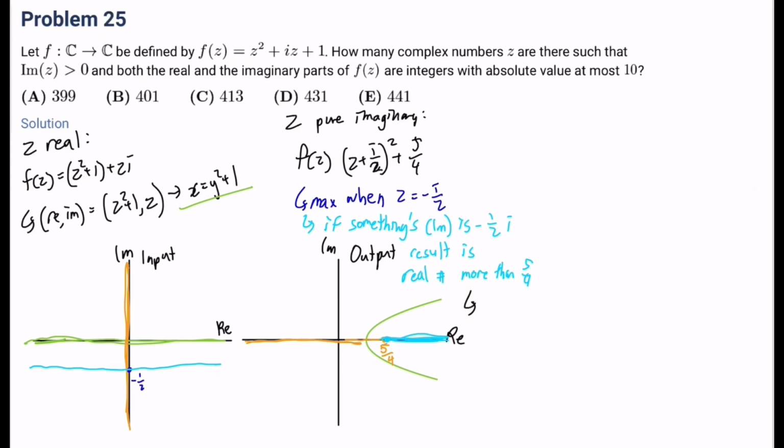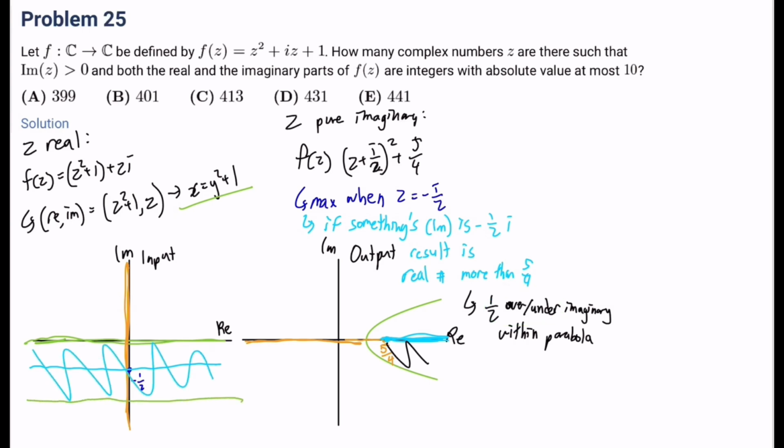So from this, we can see that 1/2 over or under the imaginary part is going to give the green line. So this is going to be within the green line, within the parabola. That means this much over is just this much right here, and this much under is just this much right here, right? And we can use the symmetry because it's 1/2 over or under. So if we have this line, then all the points within here, between this line, are going to be in that parabola.